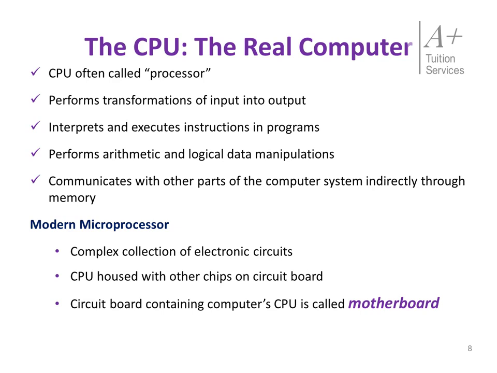Okay, so we also have the modern processor, and this is a complex collection of electronic circuits. The CPU is housed with other chips on a circuit board, and the circuit board containing the CPU is called the motherboard. So the motherboard is like the life of the computer. They always have the saying, if your motherboard dies, your computer dies, because it's on the motherboard. The motherboard is like a plate where all the chips and processors and so forth are connected.